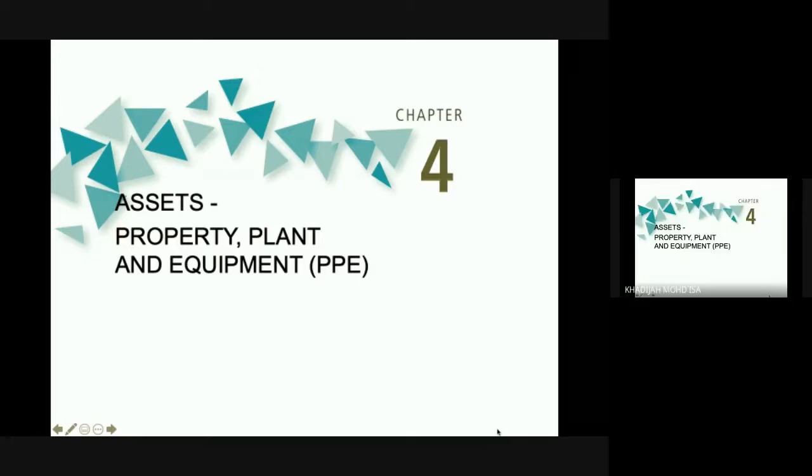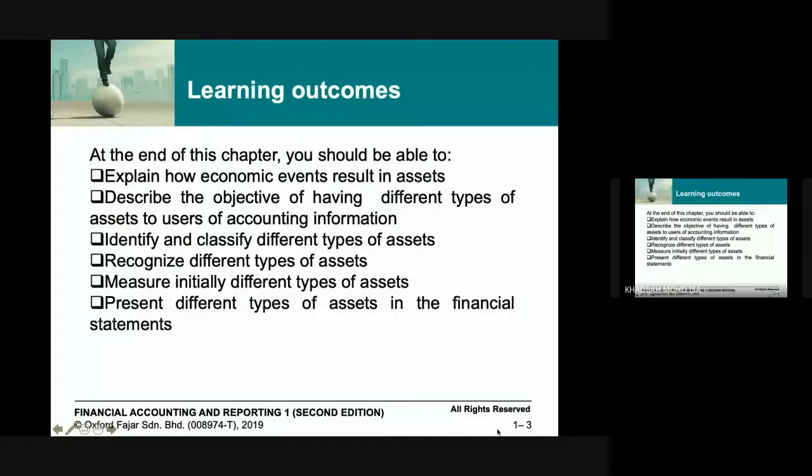Yes. All right, so this topic under chapter 4 is looking at property, plant and equipment, or sometimes we call it tangible assets. PPE, or property, plant and equipment. At the end of this chapter, we should be able to explain how economic events result in assets. Later we'll see that PPE is part of your assets and it appears in your statement of financial position. Then you have to describe the objective of having different types of asset to users of accounting information, identify and classify different types of assets, recognize them, measure them initially, and present them in the financial statements.